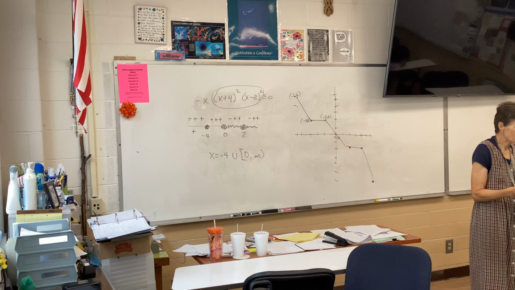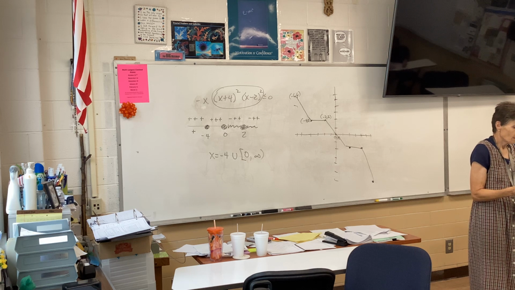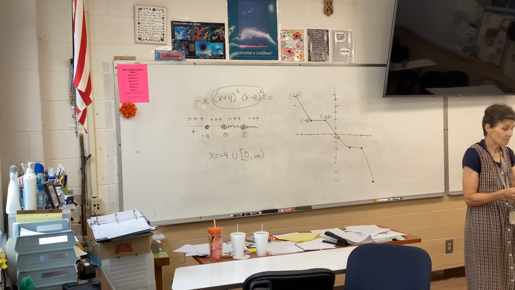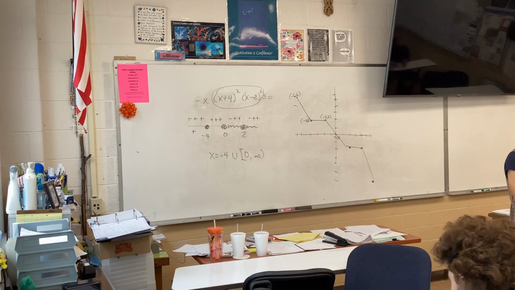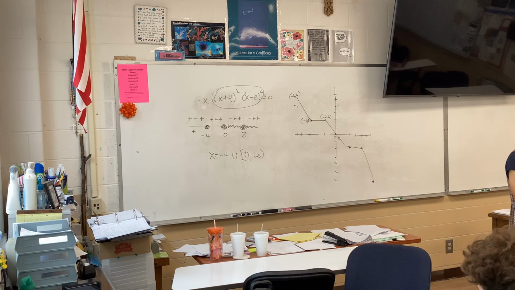Now, there's some on the next page. What do you think you're going to do with something like number 18? That looks a little different. What are you going to do with something like 18? Get it all on the same side, set it equal to 0, collect like terms, and probably factor it. How about something like 9?